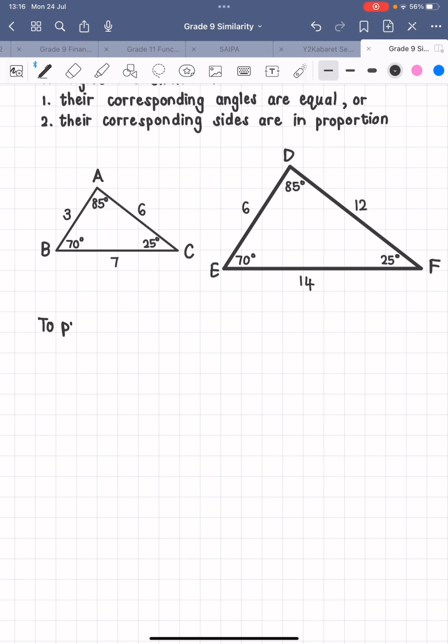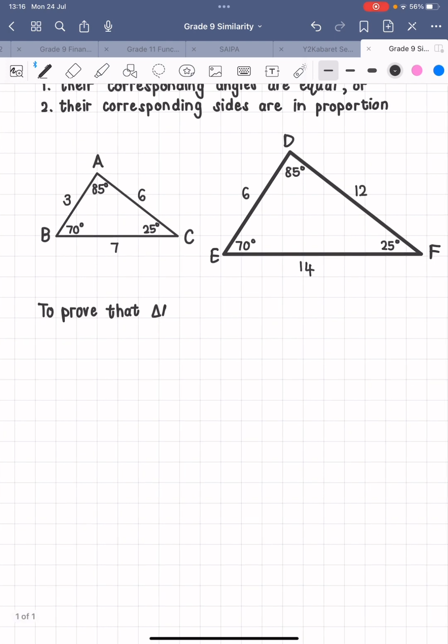So to prove that triangle ABC and triangle DEF are similar, how many different ways were there to prove that two triangles are congruent? 4. Do you remember there were 4 cases? Side, side, side, side, angle, angle, side, and right angle, hypotenuse, side.